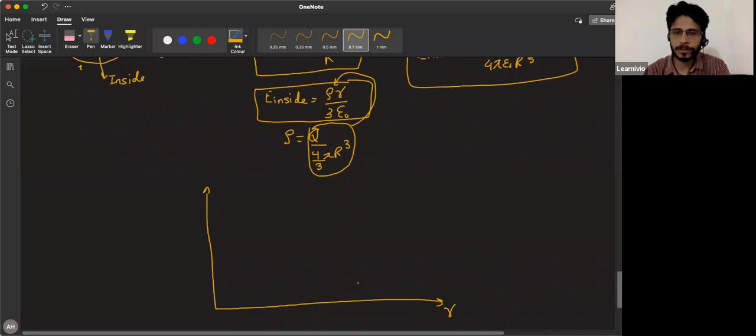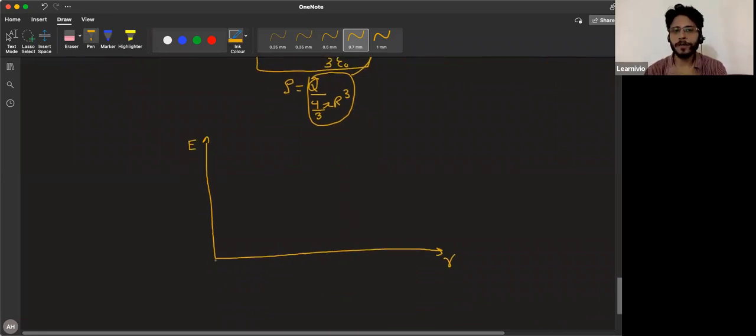So this is R and this is E. When you plot this graph, let's say this is R equal to 0. This is the point at the center of the sphere. This is R equal to capital R. This is the point on the surface of the sphere. This is R less than capital R. This is the point inside the sphere. And then R greater than capital R. This is the point which is outside the sphere.